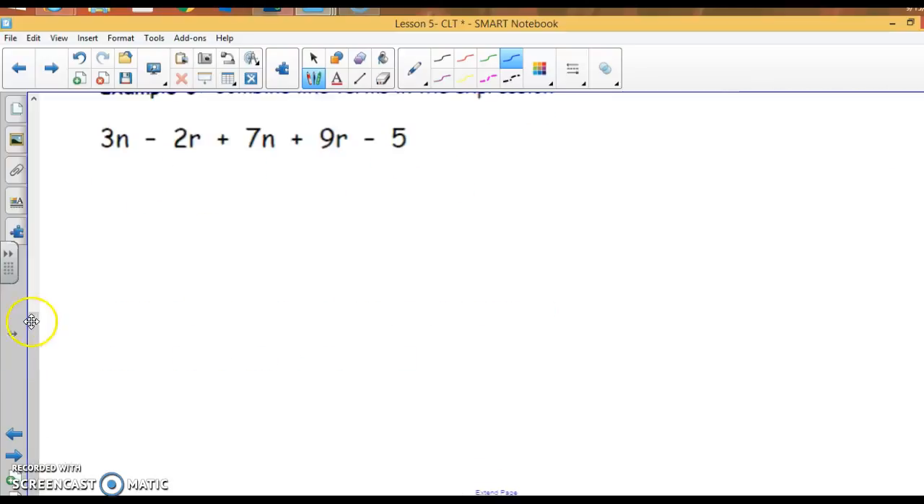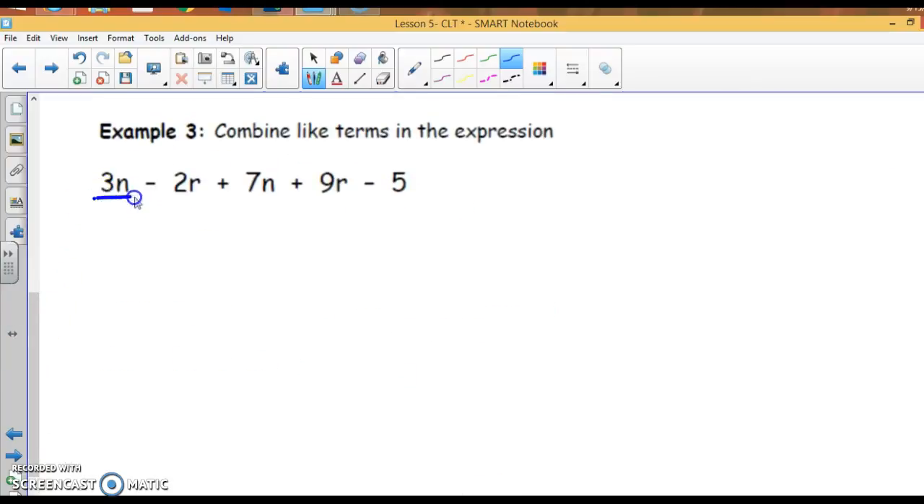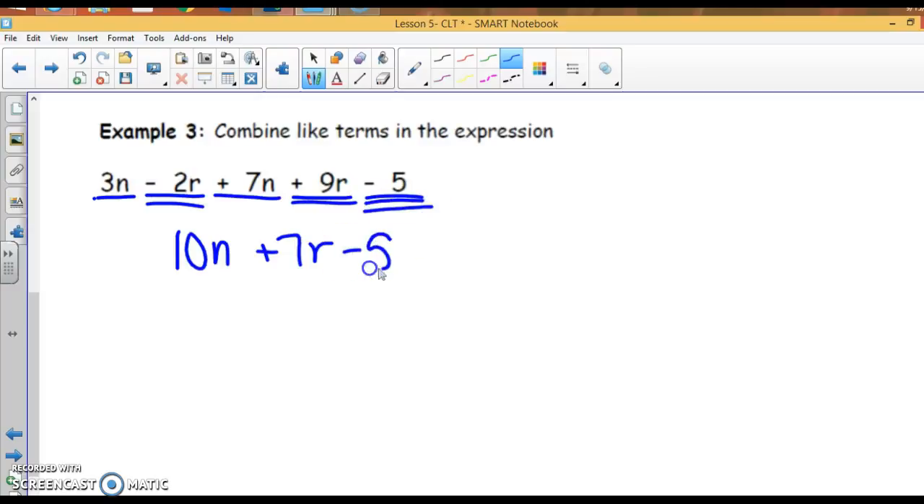Combine like terms. So let's see. I can combine 3n plus 7n. Look at the sign in front of it. 3n plus 7n is 10n. Negative 2r plus 9r, those are like terms. Negative 2r plus 9r is positive 7r. Just like you're adding integers. Negative 2 plus 9 is 7. There's nothing to add to this negative 5, so bring down minus 5. Remember, minus 5 is the same as negative 5 because I could think of this as plus negative 5, but I don't want you writing double signs.